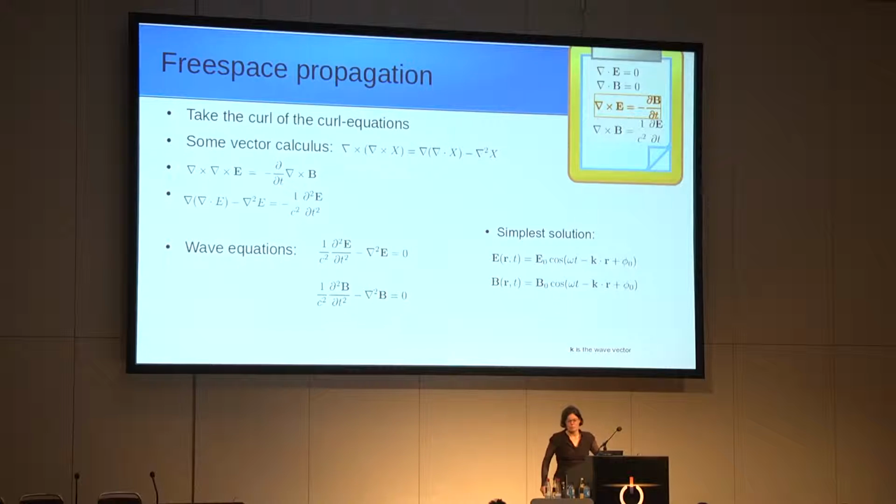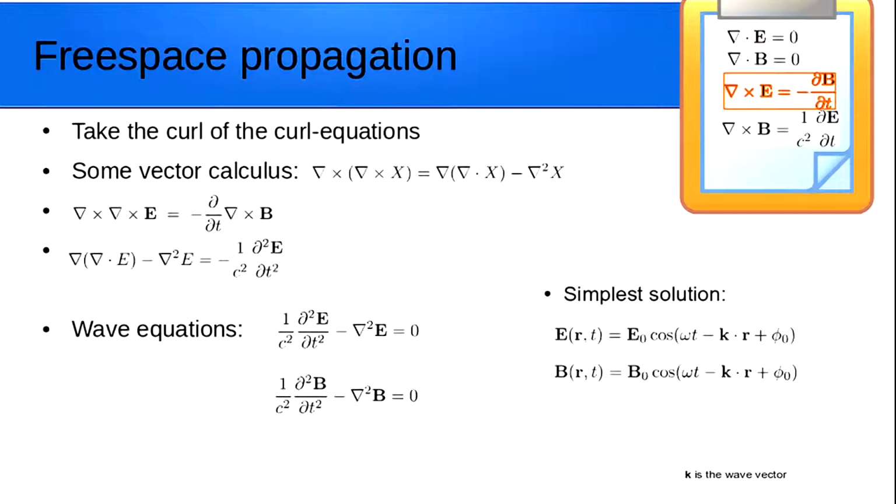When we then want to get from those equations to something that looks more like a wave, like a cosine or sine, what we do is we take the curl of the curl equations. I put Maxwell's equations here to the side. I will show it here for the law of induction, for the E field, the electric field. For the magnetic field, it works the same.